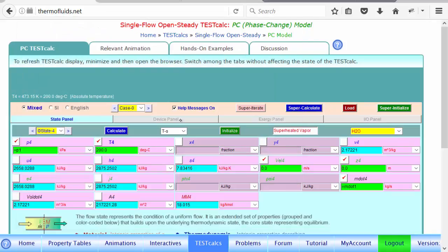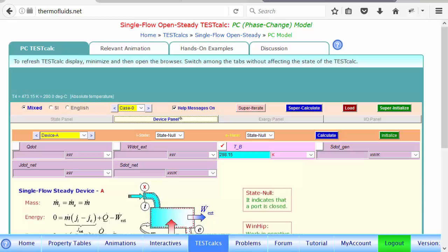Okay, now let's go and analyze the devices. We'll call device A the section 1, which means state 1 to state 2. And there is, of course, the heat transfer. It's insulated. And bingo, we find the external work transfer to be negative 291. Of course, external work has sign involved. And if we win hip, work in is negative, so that says work is going in, 291 kilowatt in the first section.